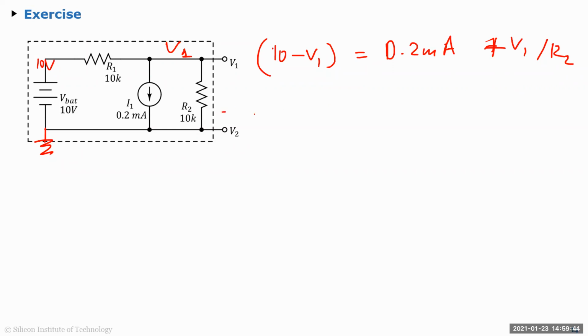You can also solve this by superposition, because there are 2 independent sources. The first independent source is 10 volts. When you do superposition, you basically zero out all other independent sources. So if you're zeroing this out, then V1, let's call it V1 dash, is equal to what? 10K, 10K, so this is 5 volts. That's your first solution. And then the second one is 5 millivolts?